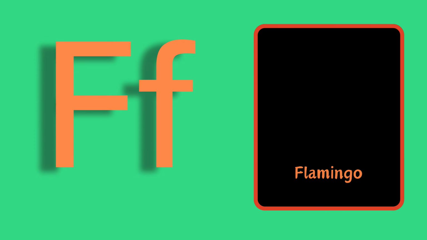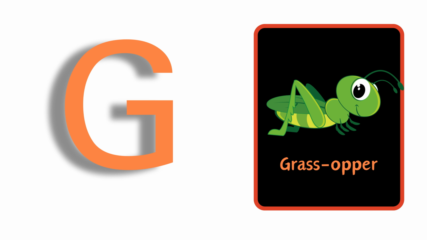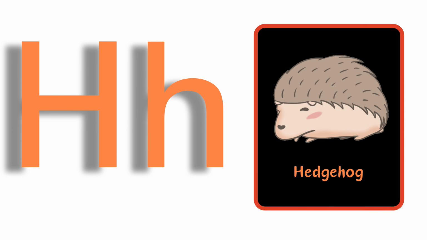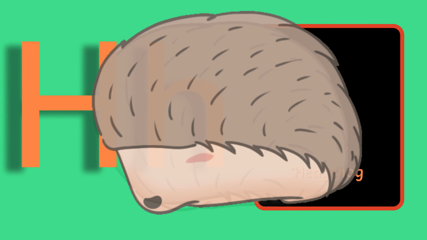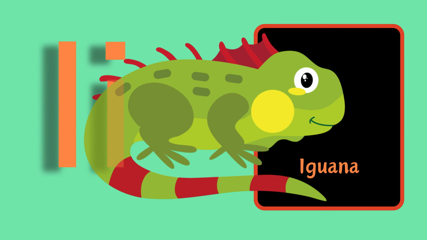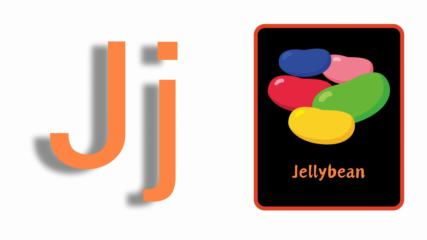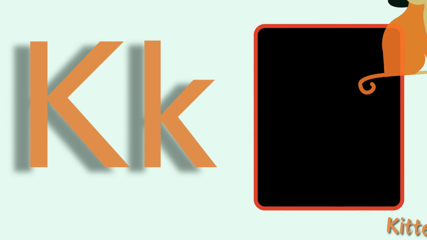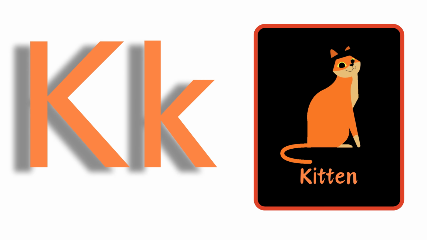Flamingo. G. G for grasshopper. Grasshopper. H. H for hedgehog. Hedgehog. I. I for iguana. Iguana. J. J for jellybean. Jellybean. K. K for kitten.